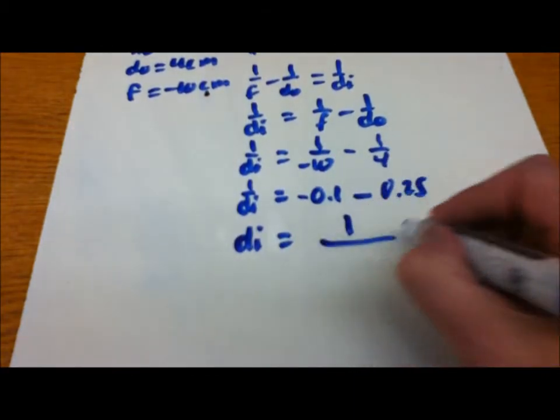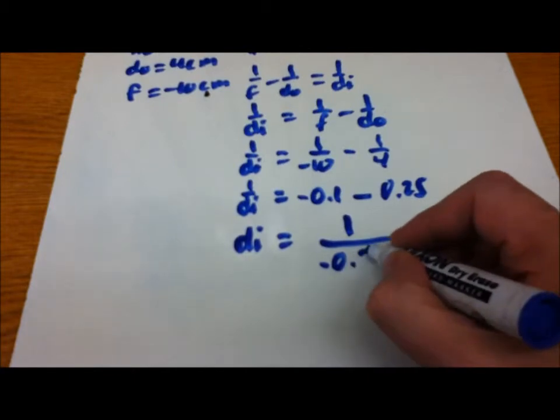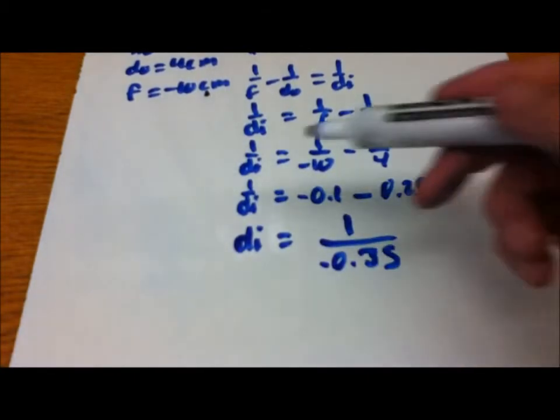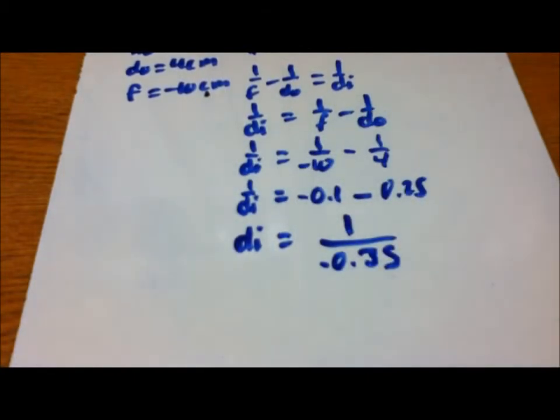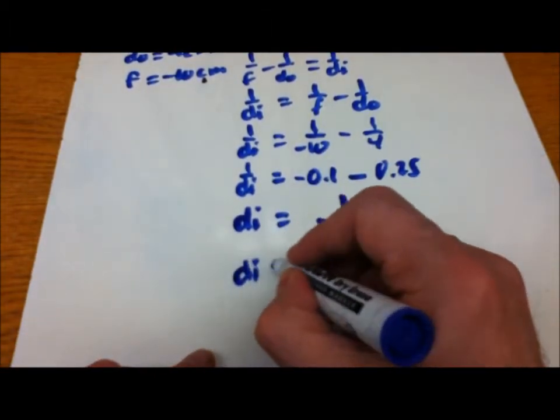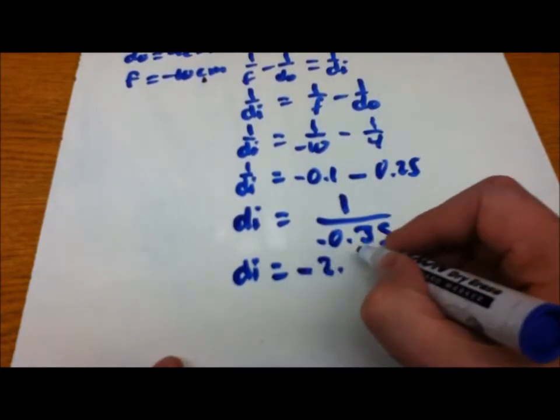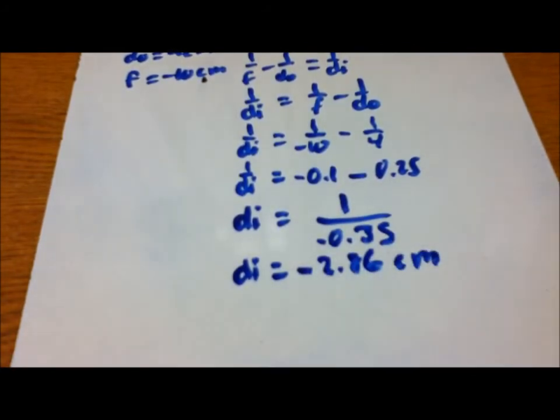And we'll consider doing the inverse at the same time as well. You're going to get an answer of negative 0.35, and of course to get rid of the 1 over di, we just find the inverse of that. We'll just flip it. And when you plug this into your calculator, you're going to get an answer of minus 2.86 centimeters.